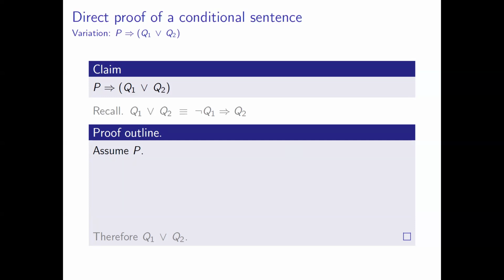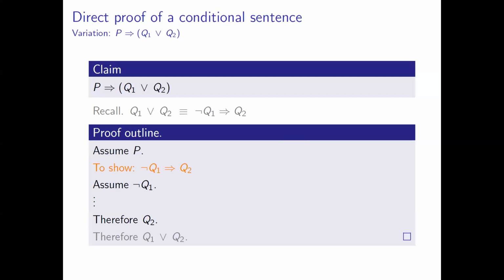Recall that the disjunction Q1 or Q2 is logically equivalent to the conditional sentence not Q1 implies Q2. Hence, to prove the statement Q1 or Q2, we shall prove the conditional not Q1 implies Q2. A direct proof of this statement begins by assuming the condition not Q1 and ends by showing the condition Q2.